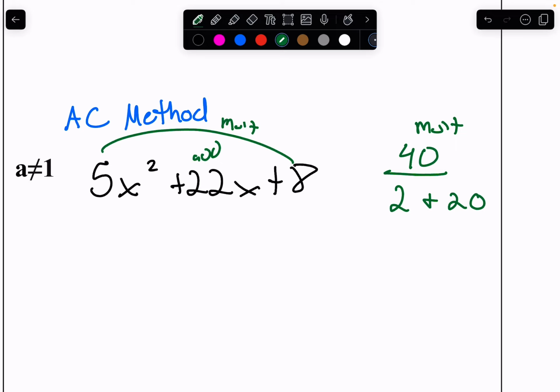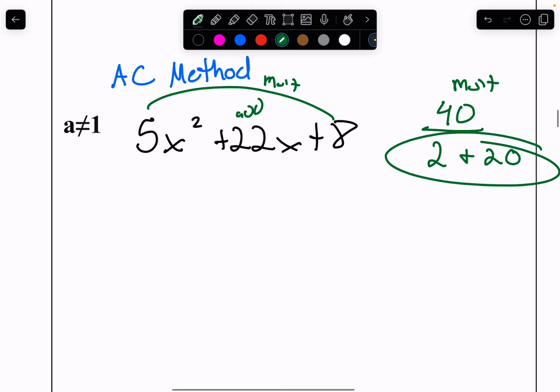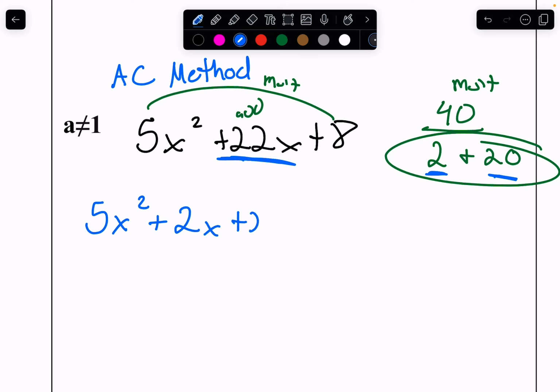And of course, remember how we talked about in the previous video where you can list out all of your factors if you're struggling coming up with these two numbers. By all means, go ahead and do that if you have to. All right, so now what we're going to do is rewrite this middle term using these two numbers. So we leave our first term the same. And then the middle term, the 22x, we're going to rewrite as 2x plus 20x. All I did is rewrite it using those two special numbers. And then we leave our last term at the end here.